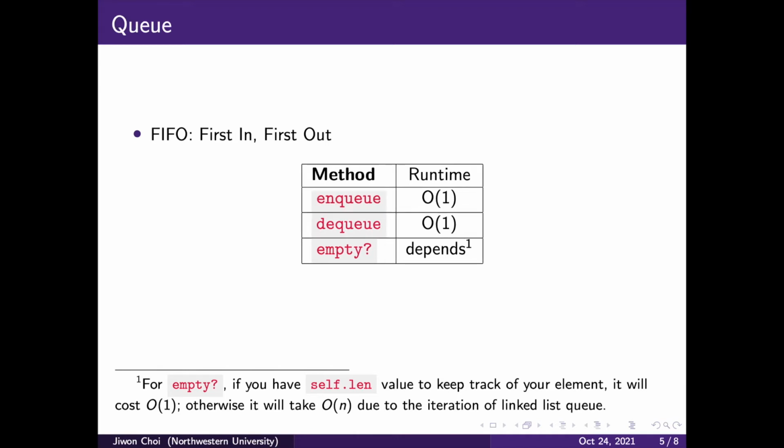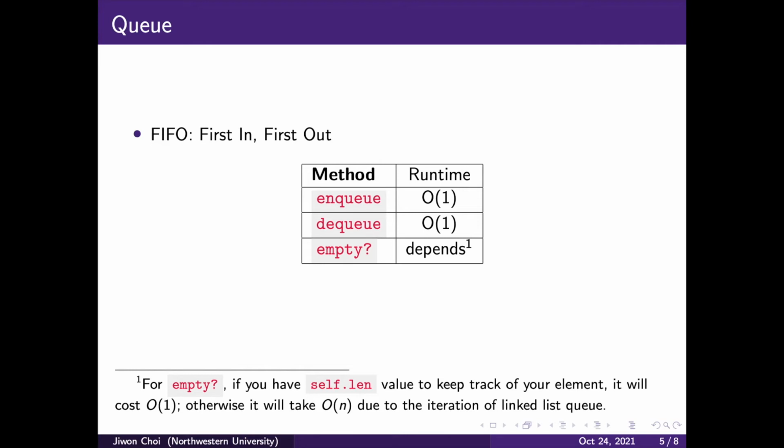Similarly, the queue is also similar. It is first in, first out. It's called FIFO structured. And there are three methods: enqueue, dequeue, and empty. Enqueue is basically adding an element, which takes O(1) constant time because we're basically adding an element to the tail. So we need to make sure that we have a self.tail value in the class field, otherwise it'll take O(n) runtime because we need to iterate from the head to the last element and then add the new element at the end.